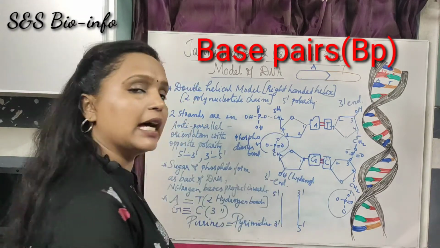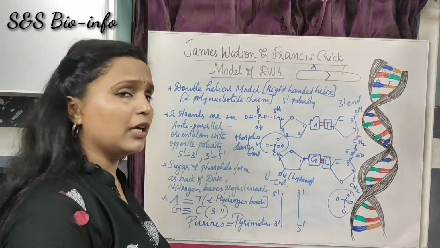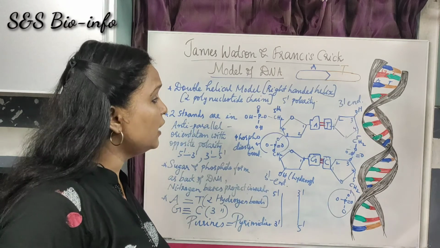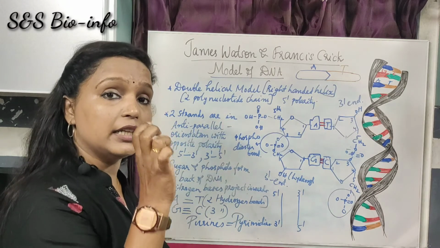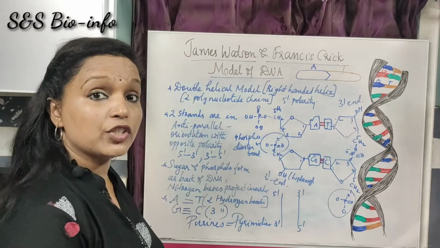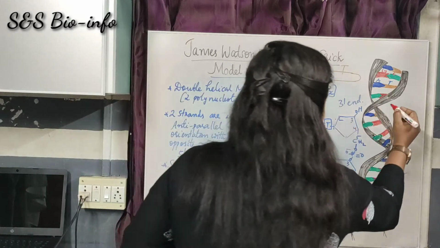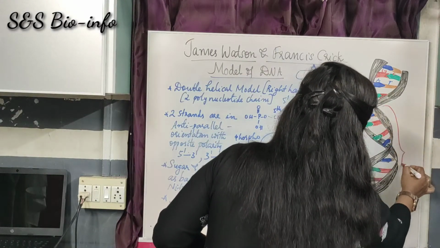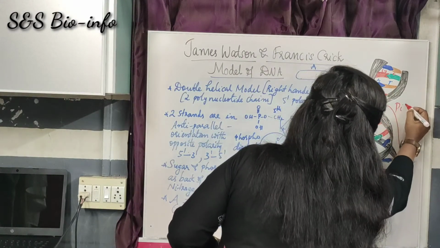Guanine cytosine is another base pair. Similarly, there are many base pairs in the DNA double helical structure. Next, let's understand the pitch of the DNA. The full turn of DNA is considered as its pitch.